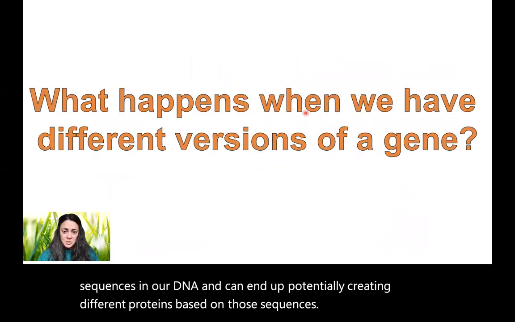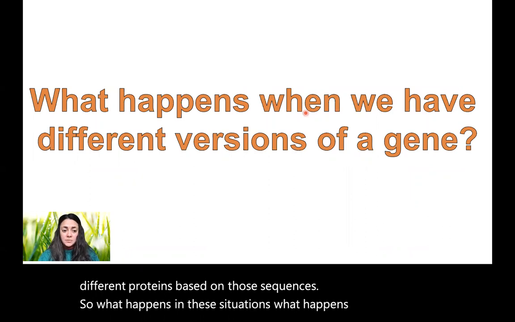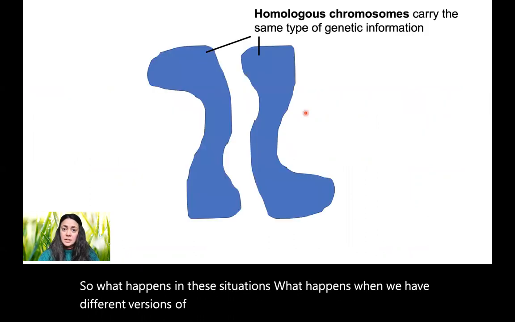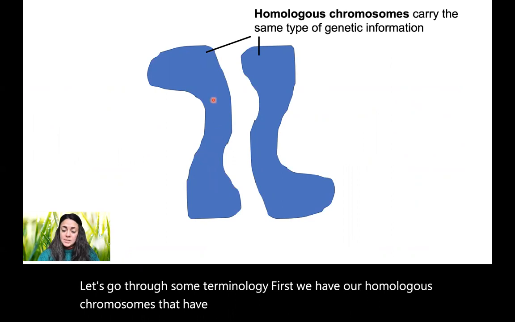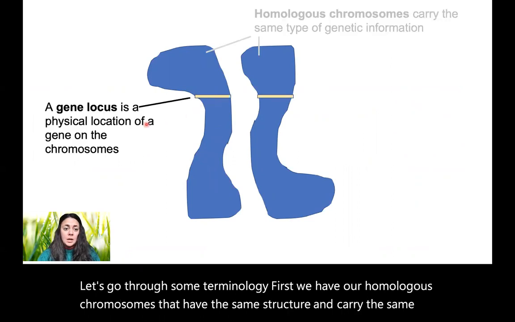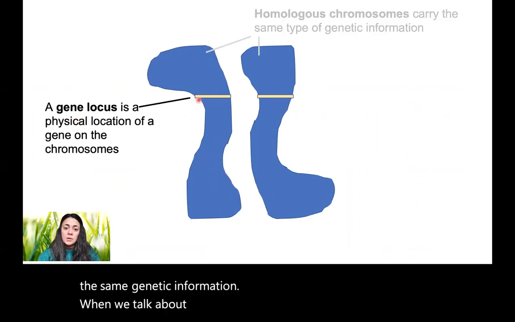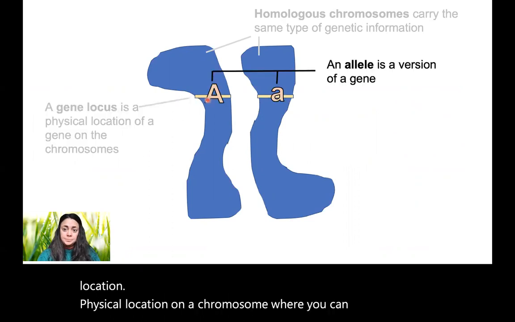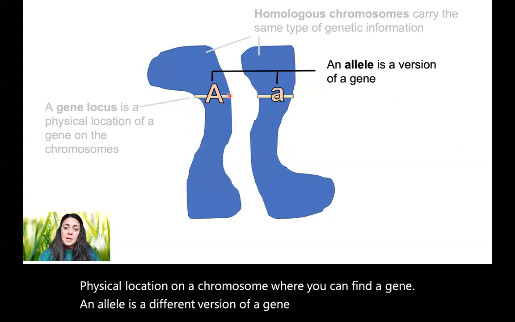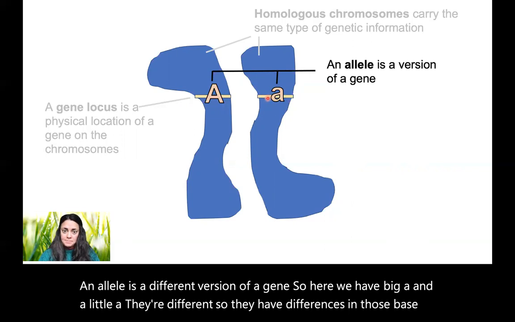So what happens in these situations? What happens when we have different versions of a gene? Well, let's go through some terminology. First, we have our homologous chromosomes that have the same structure and carry the same genetic information. When we talk about a gene locus, we're just referring to a specific physical location on a chromosome where you can find a gene. An allele is a different version of a gene. So here we have a big A and a little a. They're different, so they have differences in those base pair sequences, right?